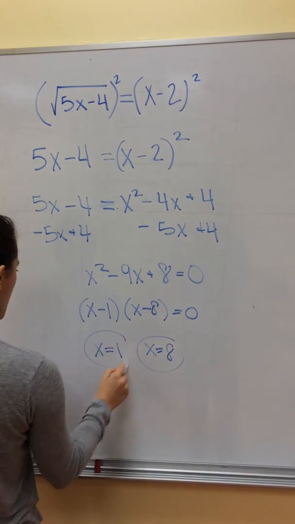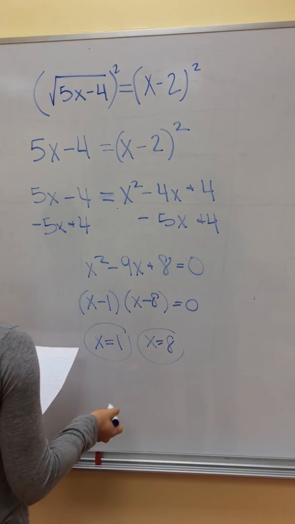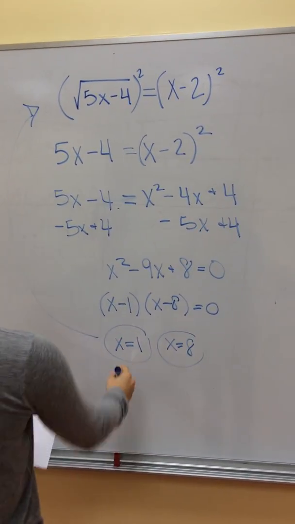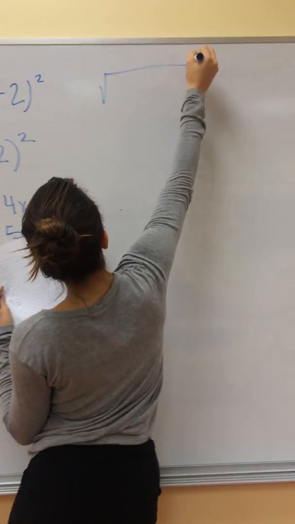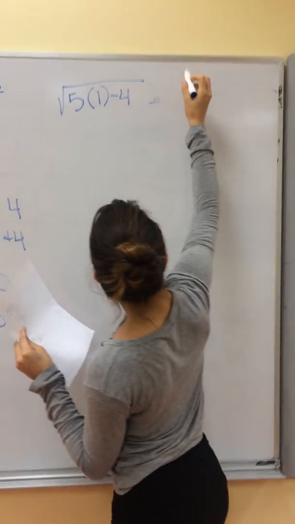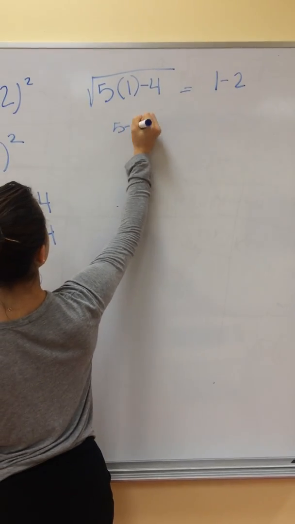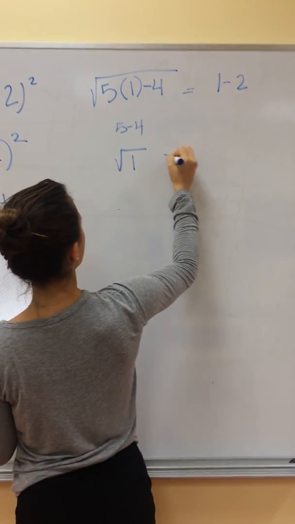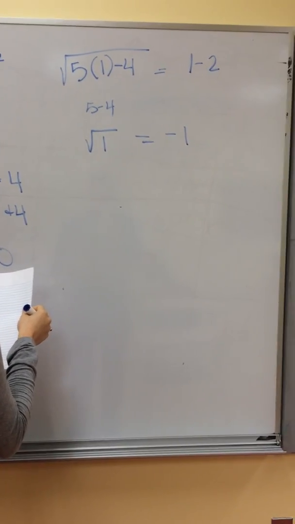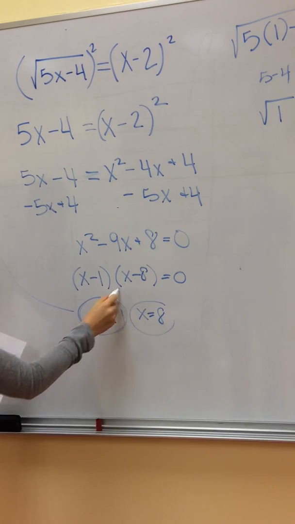Those are the two options that you got because you gained a root when trying to solve for the x. Now, you have to check and plug these two back into the main equation. So, when we try 1, radical 5 times 1 minus 4 equals 1 minus 2. Does that work? Well, 5 times 1 is 5. 5 minus 4 gives us radical 1. And 1 minus 2 is negative 1. Does radical 1 equal negative 1? It does not. So now we know that 1 as one of the roots does not work.